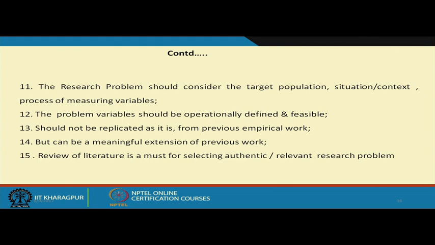The problem variables should be operationally defined and feasible. Like the concepts and terminologies may have different meanings, different interpretations, different definitions. So, for our study, we have to operationally define what it means. For example, students' achievement, or effectiveness of a particular program, or effectiveness of teaching methods, or the impact of teacher student relationship. We have to operationally define what it means in our study, otherwise it can be interpreted in multiple ways.